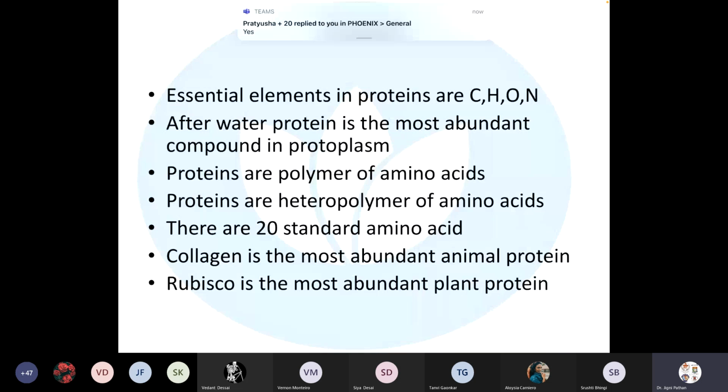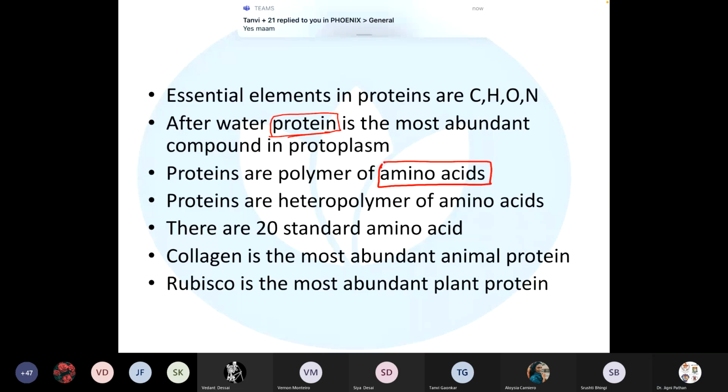The essential elements in protein are carbon, hydrogen, oxygen and nitrogen. After water, protein is the most abundant component in the protoplasm. Proteins are polymers of amino acids. Proteins are heteropolymers. They cannot be homopolymers. There are around only 20 standard amino acids.